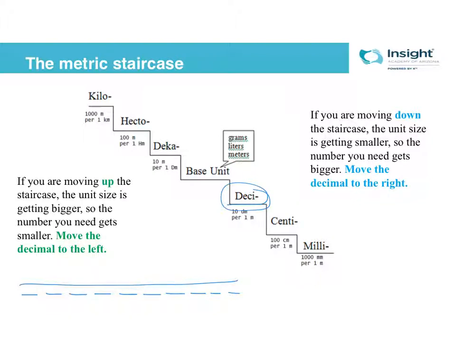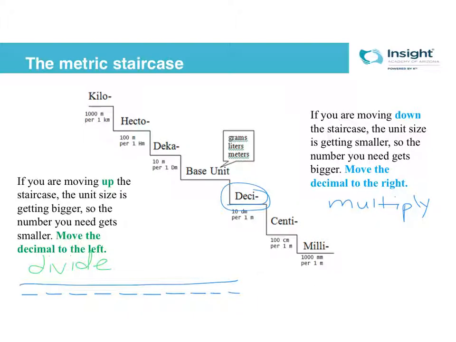All right, so as you go down the staircase, your units are getting smaller, which means you need more of them in order to take up the same amount of space. Because of that, it's like you're multiplying or moving your decimal to the right. Likewise, if you go up the staircase in the opposite direction, everything's getting bigger. You need fewer of them in order to take up the same amount of space. So you're going to move your decimal to the left, or it's like you're dividing.